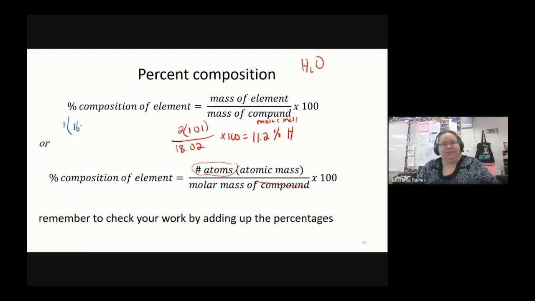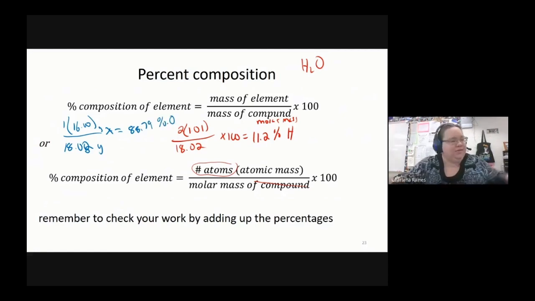And that means if I were to do the exact same calculation for oxygen, I would look at one oxygen atom times its molar mass, which is 16, over the molar mass of water. My grams end up canceling out, multiply by 100. And the percent composition of oxygen in water is 88.79% oxygen.